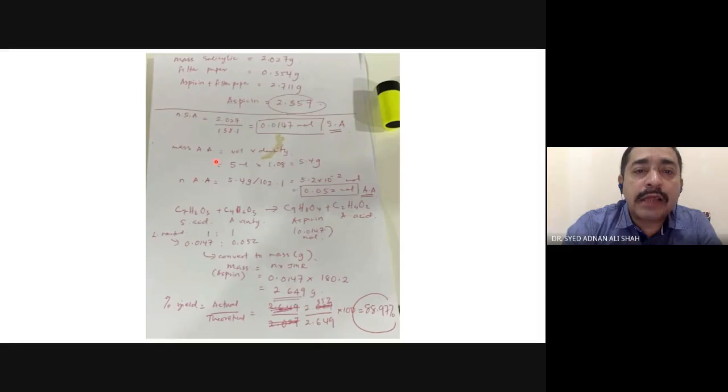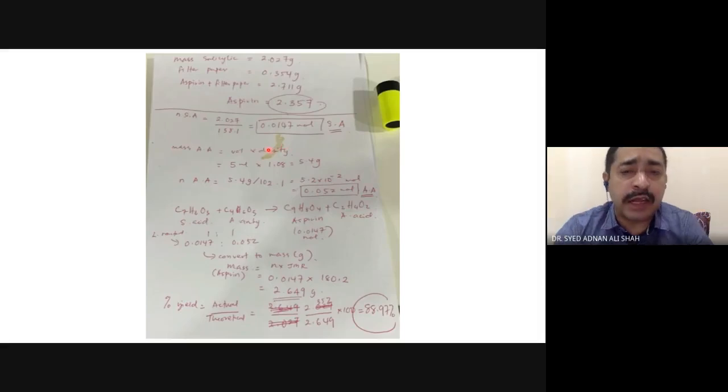And this one is the mass of acetic anhydride, which comes from the density, right? Because acetic anhydride we have taken in the form of liquid, so you have to convert that liquid into the mass. That's a density formula. Density is equal to mass upon volume, right? So this is the density of the acetic anhydride.